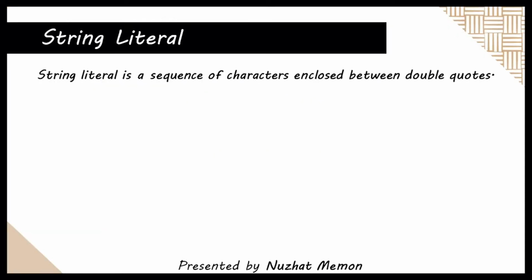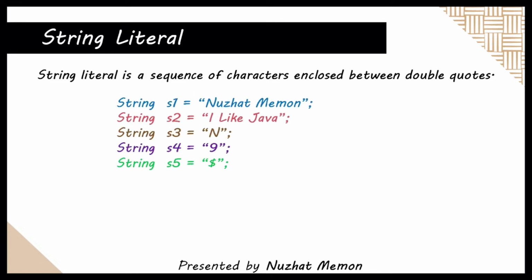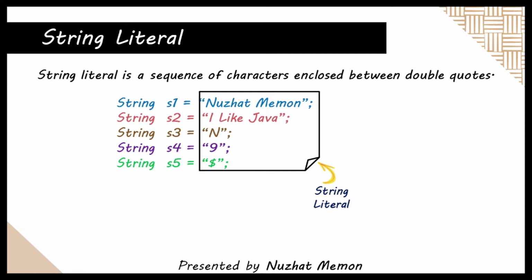A string literal is a sequence of characters enclosed between double quotes. Here you can see I have created strings using string literals. Whenever you enclose a sequence of characters between double quotes, that is a string literal. I have created 5 variables, S1 to S5, used to hold some strings enclosed in double quotes, and all of those are string literals. You may be thinking this "n" is a single character. No, this is not a character. This is a string because we are enclosing it with double quotes, not single quotes. So this is considered a string.